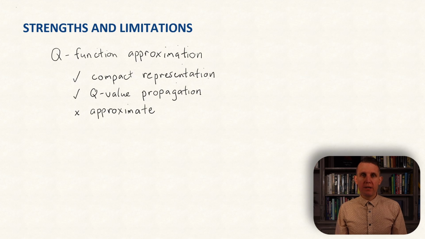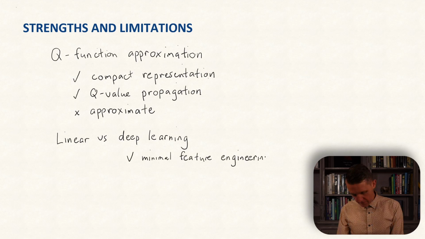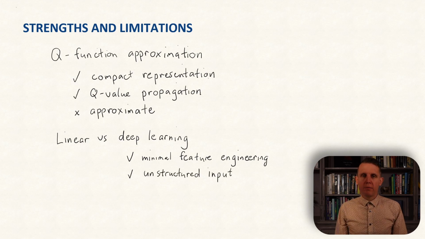We can also compare linear versus deep learning approaches to Q function approximation. The first advantage is that deep learning requires minimal feature engineering. This just means that rather than choose features, our deep learning system can often extract its own features. Also, the advantage of deep learning is unstructured input. This just means that the states in our system could be images or unstructured text, and we don't have to format that in a way that's suitable for linear Q learning or Q tables.